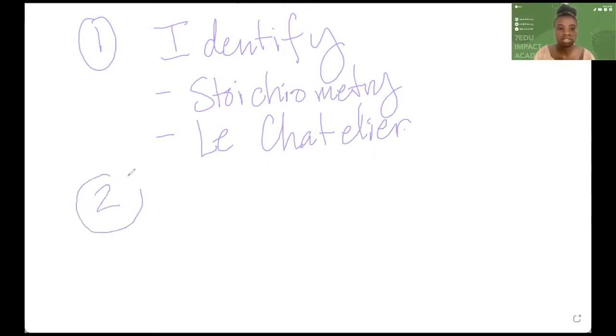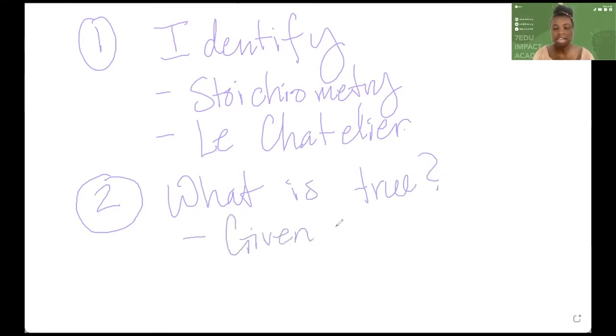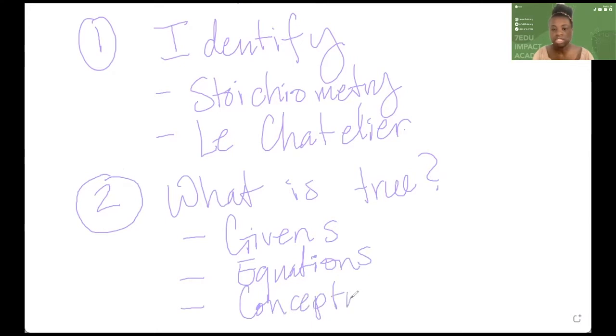The second thing you need to do is to consider what is true about this problem. Okay, so this is where we think about the givens, right? If they have given values, right? This is where we think about equations that we might need to apply, right? This is where we think about the concepts, right? And the conceptual relationships between one part of the type of problem we're looking at and something else. So for example, the relationship between pressure and volume, if we're talking about ideal gas laws. So those are the two things that we need to consider.